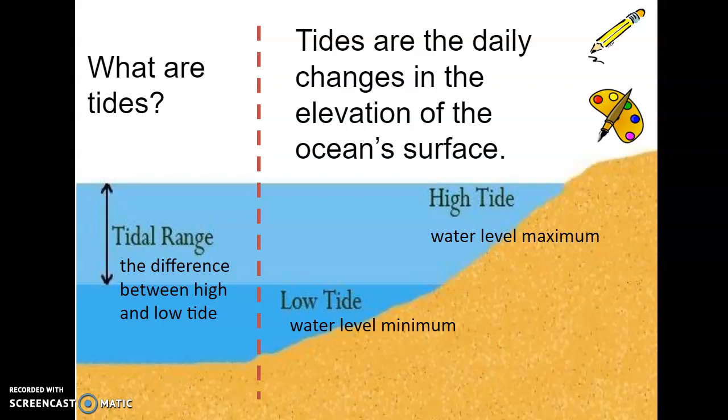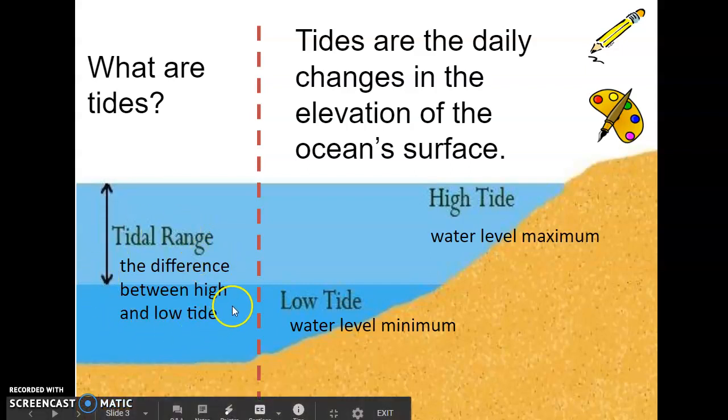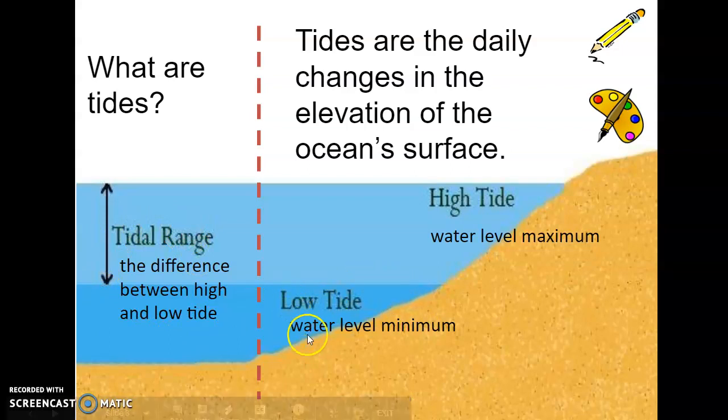So there are three things you need to know. Tidal range, which is the difference between high and low tide. And low tide is the water level minimum, so that's when it's at its very lowest. And high tide is the water level maximum, which is when it's at its very highest.